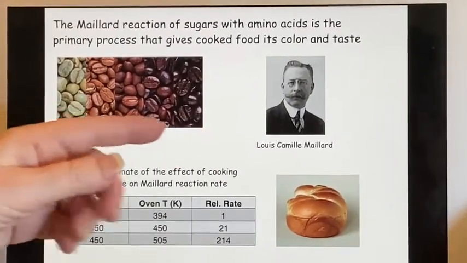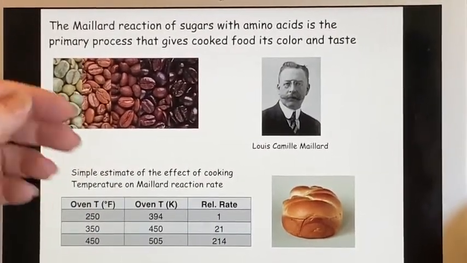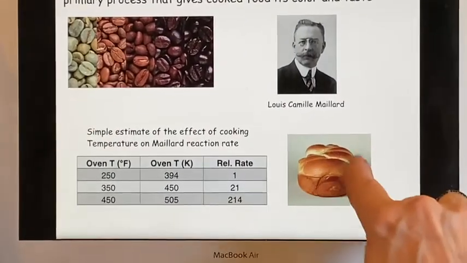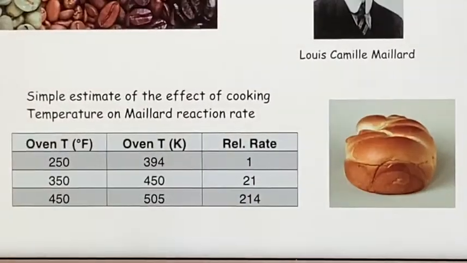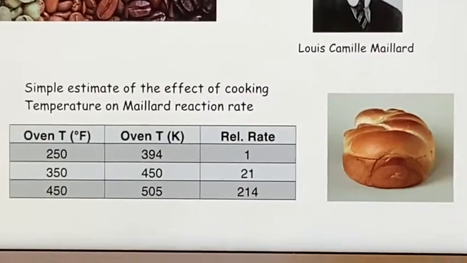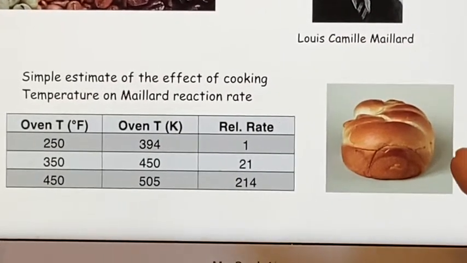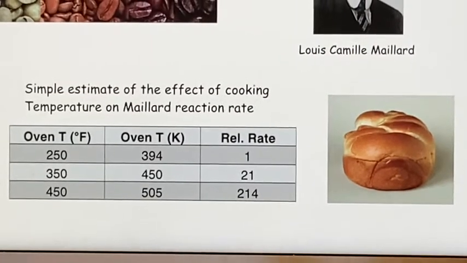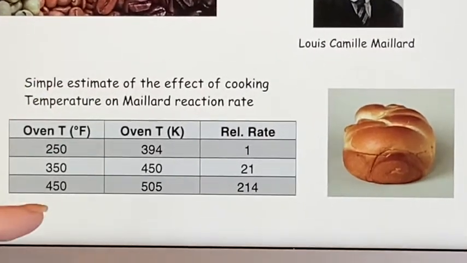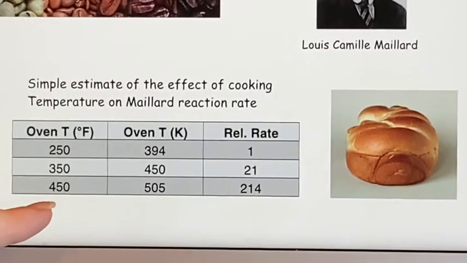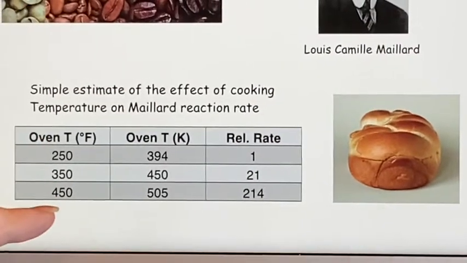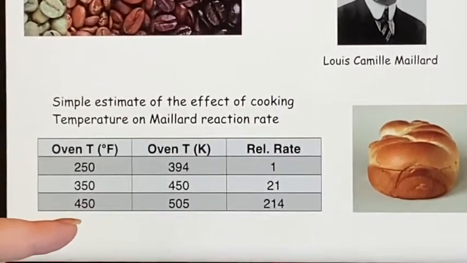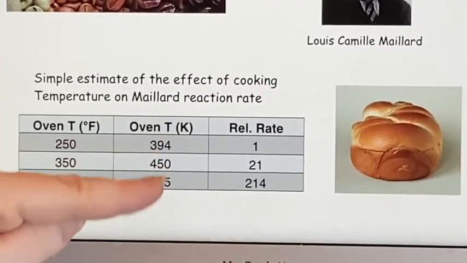Some people like the dark roast and some people like the light roast, and bread will end up with this beautiful, deliciously brown crust. But if you think about cooking bread, if you've ever put rolls in the oven, they always tell you to set it at a very high temperature. So over here, we have an oven temperature in Fahrenheit because that's how our ovens are all calibrated. Here's the temperature converted to Kelvin.